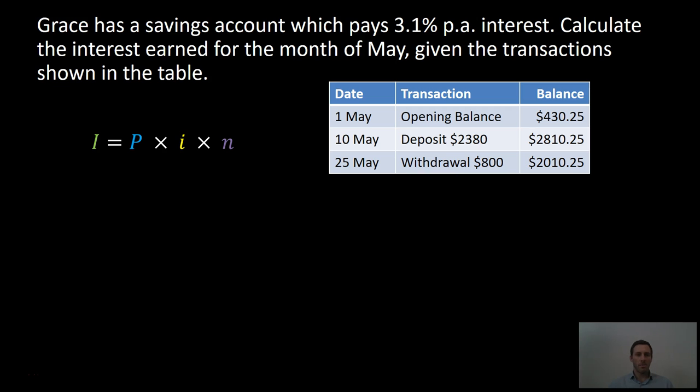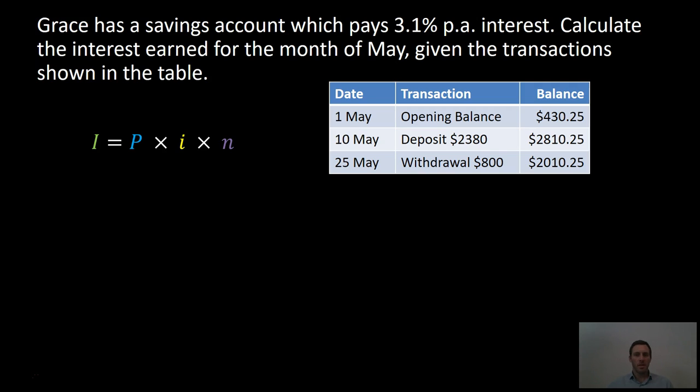Let's look at an example. Grace has a savings account which pays 3.1% per annum interest. Calculate the interest earned for the month of May, given the transactions shown in the table here. Since withdrawals and deposits are made throughout the month, we cannot calculate interest as we have done in the past.